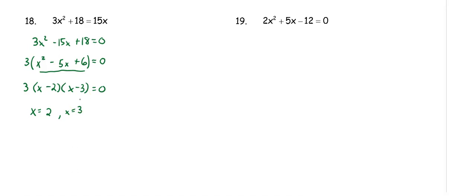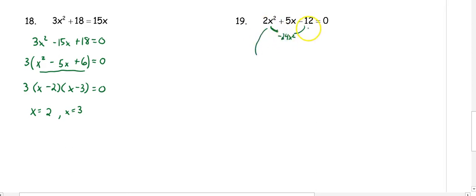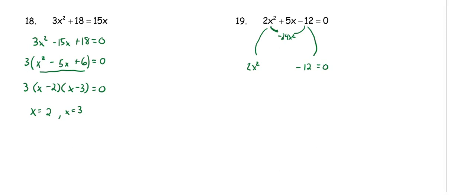Now, 19, we don't get as lucky because there's not a GCF between them. So what's going to happen here is we're going to use splitting the middle, which is also known as the Batman method. So what's going to happen is we want to multiply the last and the first term together, which gets us negative 24x squared. And then we're going to bring those two terms down. So we still have 2x squared. We still have minus 12 equals 0. So now we need two terms that multiply to negative 24x squared and add to 5x.